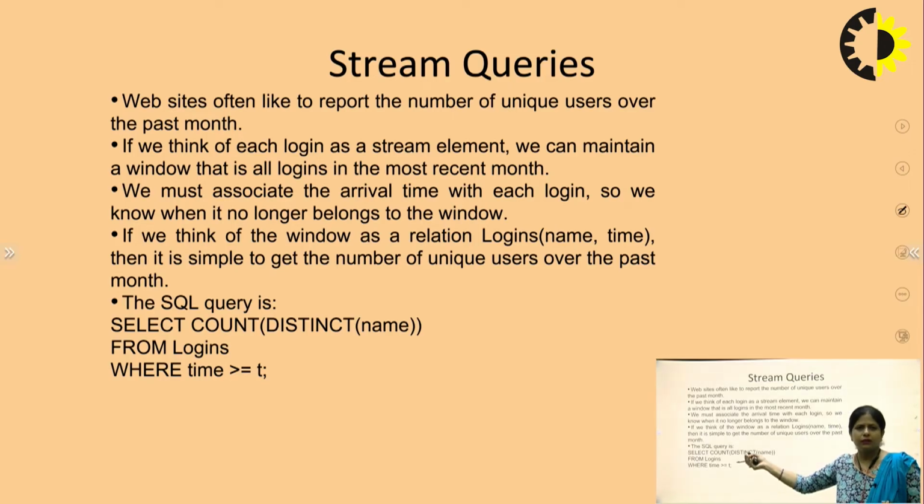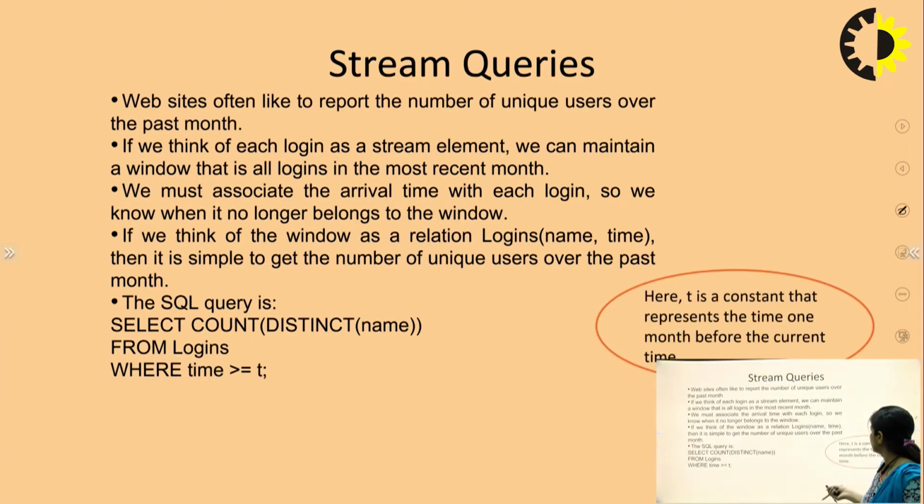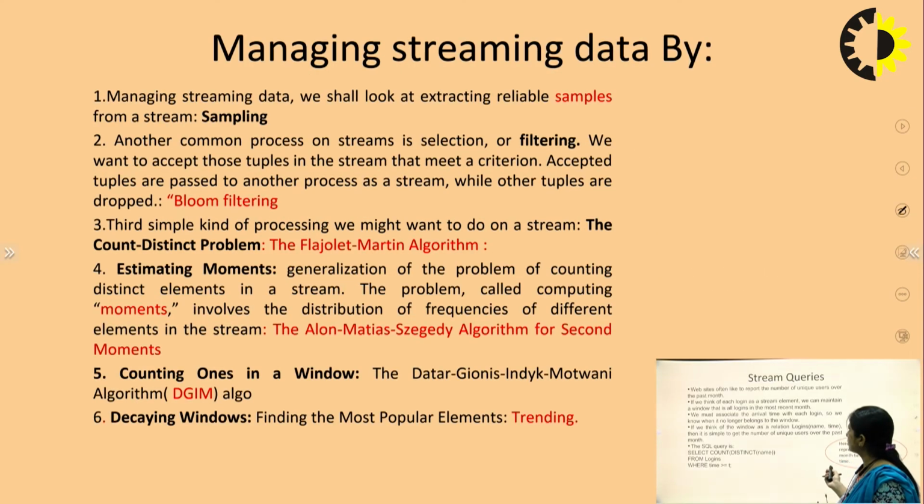For that, there will be a simple SQL query like select count distinct name from Logins where time is greater than t. Now the question arises, what does this t mean? What is this t doing over here? t is a constant that represents the time 1 month before the current time, right? So that is how the stream queries work.